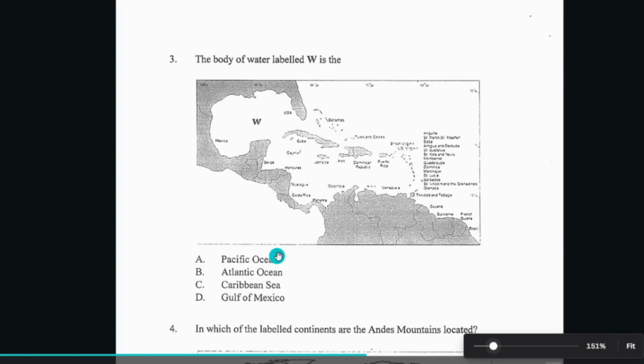Now let's look at the other answers here. They have Pacific Ocean, Atlantic Ocean, Caribbean Sea, Gulf of Mexico. Now we know that W is the Gulf of Mexico, but we want to know where these other areas are, right? The Pacific Ocean is in this area here. The Atlantic Ocean is in this area here. And the Caribbean Sea is here, okay? So, actually, I will tell you some extra information.